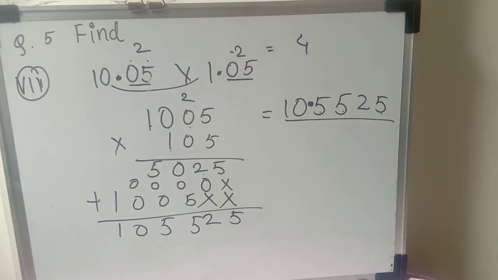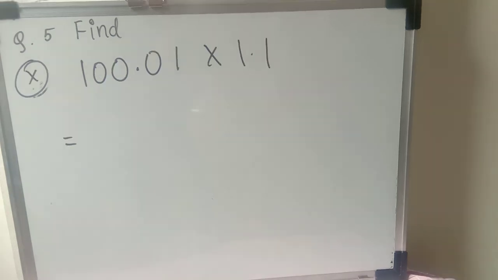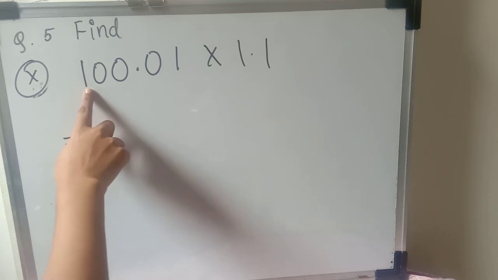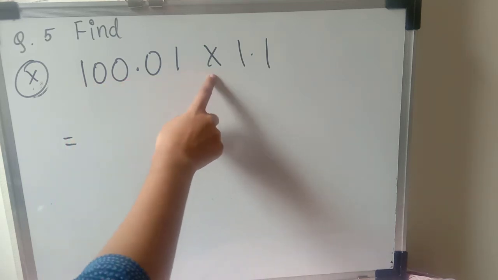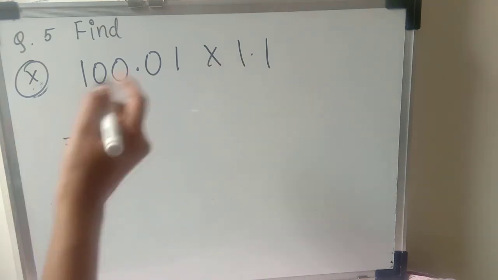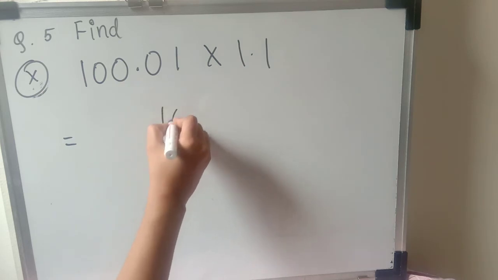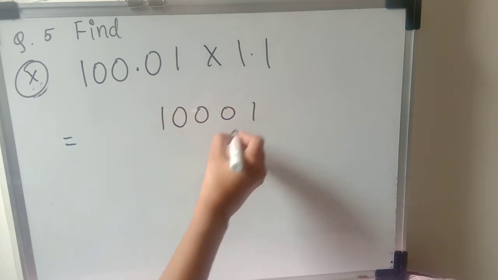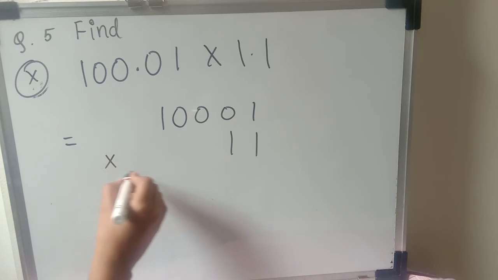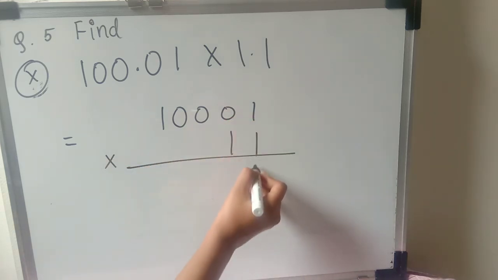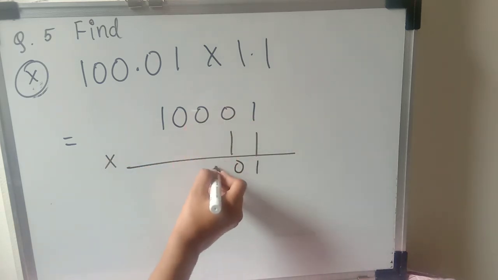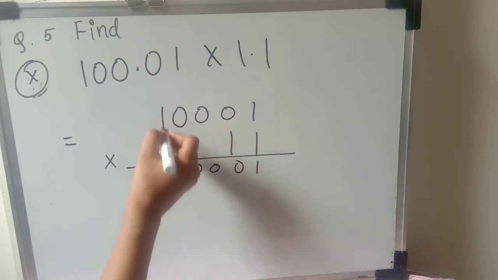Okay, so we have seen the 8th example. Now let's see the 10th example. Okay, 10th example, I am going to solve now. This is the number 100.01 multiplied by 1.1. Okay, so first multiply them as whole numbers, 10001 and 11. Now let's multiply them. So 1 1s are 1, 1 zeros are 0, 1 zeros are 0, 1 zeros are 0, 1 1s are 1.